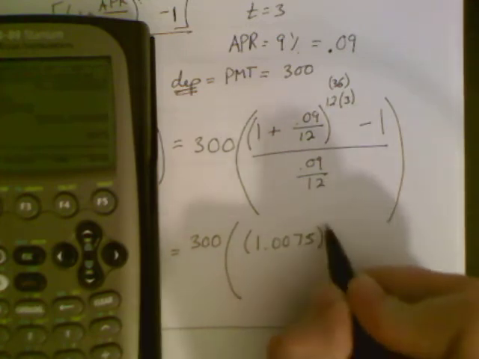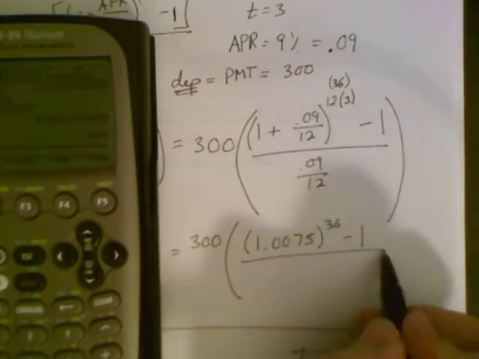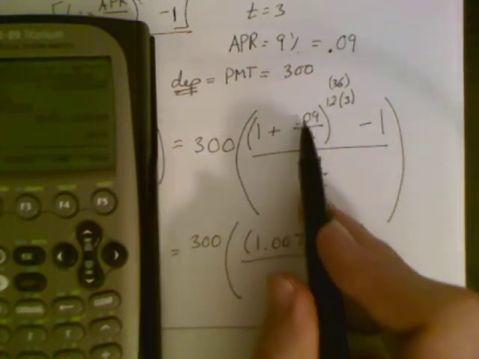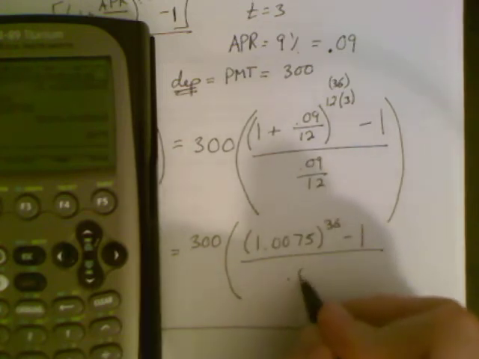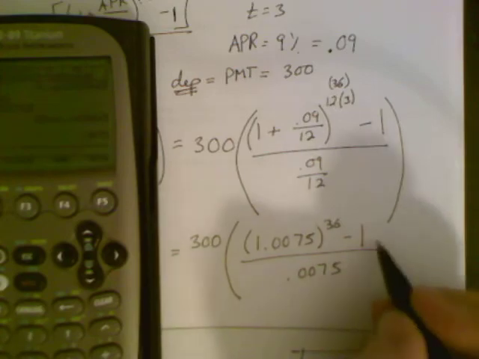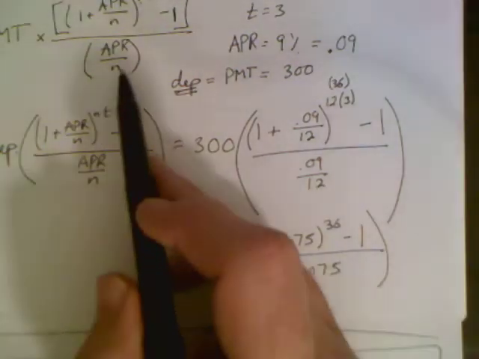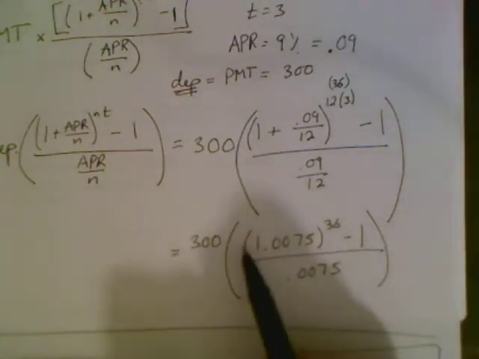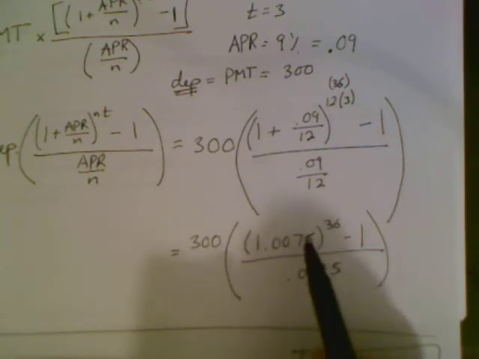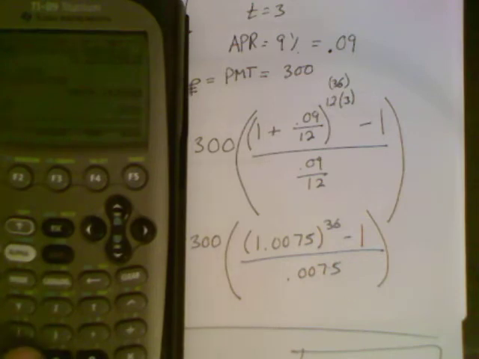1.0075 to the power of 36 minus 1, all divided by, and what was the value that we had for 0.09 divided by 12? Well, we just did that, the 0.0075. So I'm going to divide it by that value. Notice we're not adding or subtracting anything to this bottom number based on the formula that we have up here. So after I've done that, I'm going to very carefully take this number, 1.0075 to the power of 36.